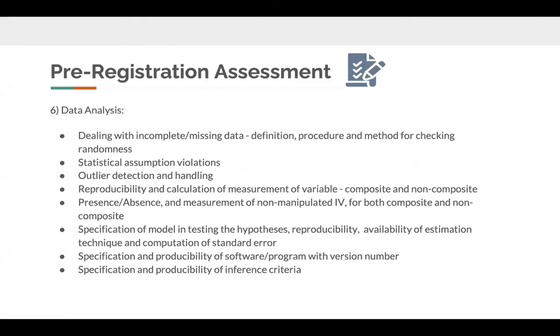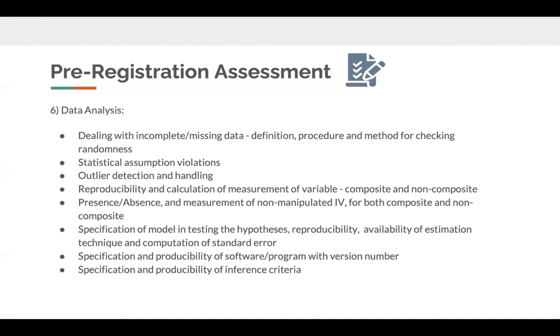So you'll have to talk about dealing with incomplete or missing data, what's their definition of incomplete or missing data, the procedure and method for checking for randomness, if they use Little's test or something like that, statistical assumption violations, did they violate normality, and outlier detection and handling, what is actually considered an outlier to them? Is it plus or minus the standard deviations from the mean or something like that? What did they do with the outliers? Did they exclude them? Did they maybe Winsorize them or something?